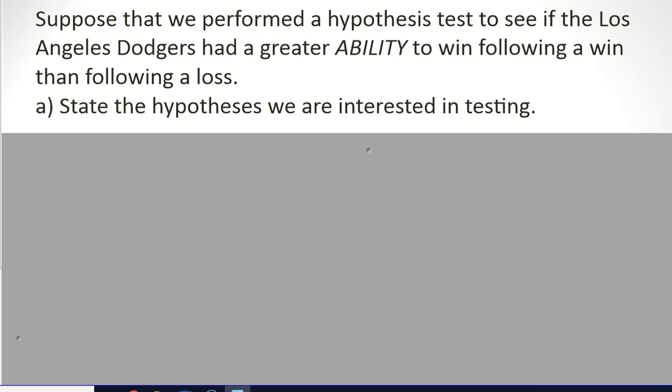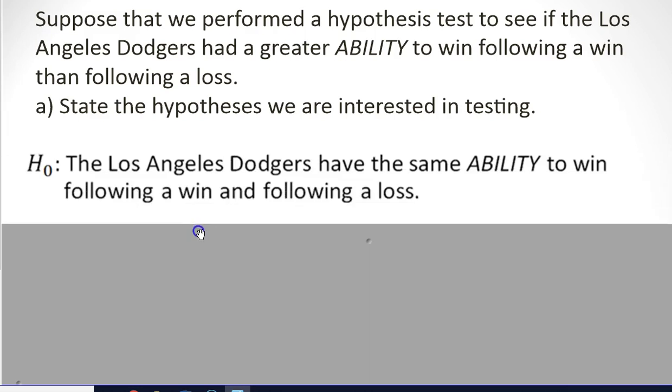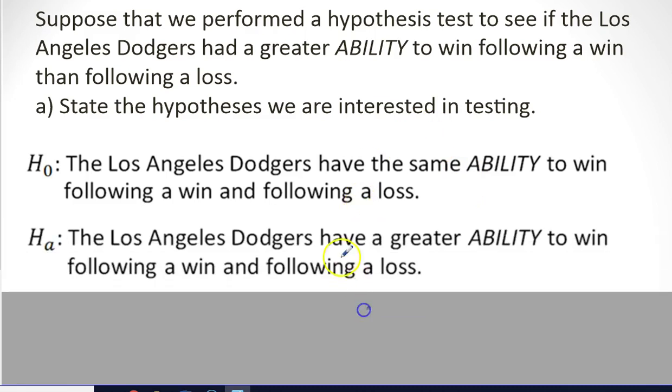Okay. So let's look at one final example as it relates to the Dodgers. You don't need to write this down, but it's there if you need it. Okay. So we're wondering if the LA Dodgers have a greater ability to win following a win than following a loss. So basically, are they streaky, right? Okay, so our null hypothesis is that they have the same ability to win following a win and following a loss. In other words, their outcomes were independent. While the alternative is that they have a greater ability to win following a win. So that would be they are streaky.